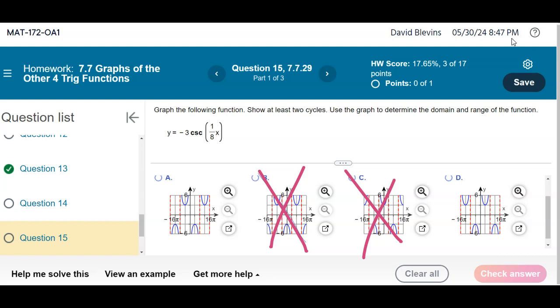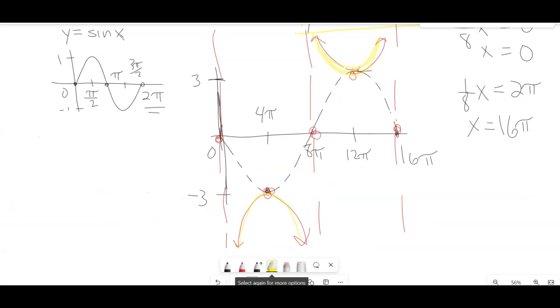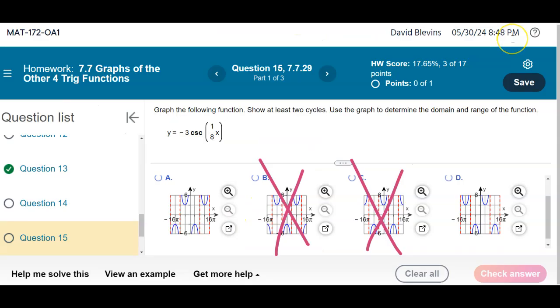But then look at the pattern of the peaks and the valleys. Here between 0 and 8 pi it's up. Between 8 and 16 pi it's down. Here between 0 and 8 pi it's down. Here it's up. And if you look at our drawing, it needs to go down in the first one and up in the second one. So down, then up. There's down, then up. This up, then down. So now D is out. So A is our answer.